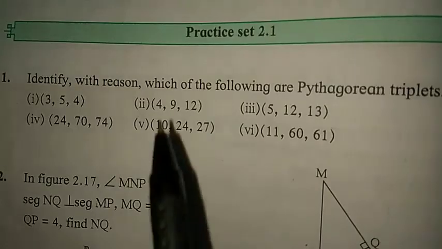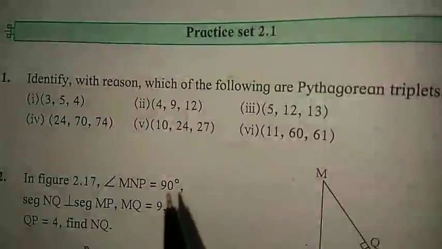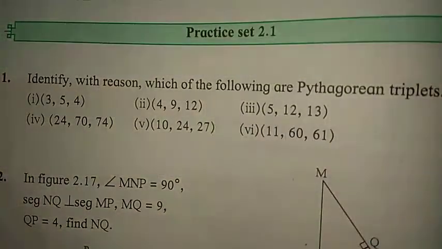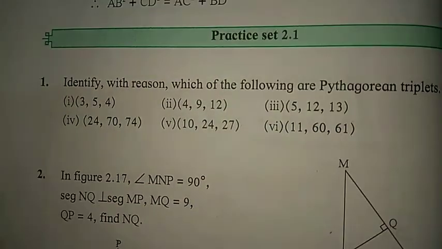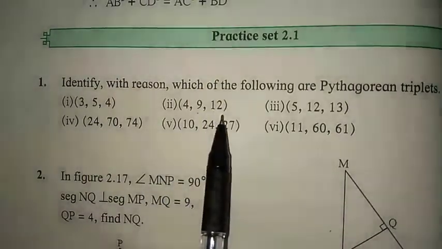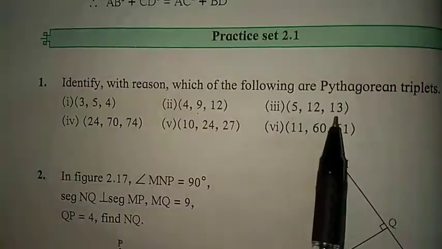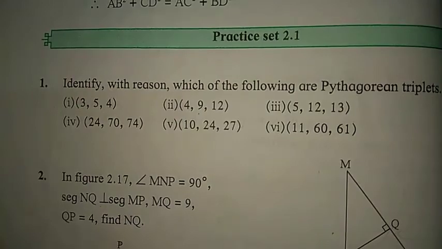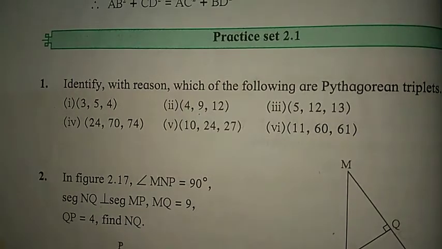So from practice set 2.1 we have question number 1 here. Identify with reason which of the following are Pythagorean triplet. The first example is 3, 5, 4. The second one is 4, 9, 12. The third is 5, 12, 13. So I will show you 2-3 examples, and the remaining examples you will have to solve. So first write the question in your notebook.